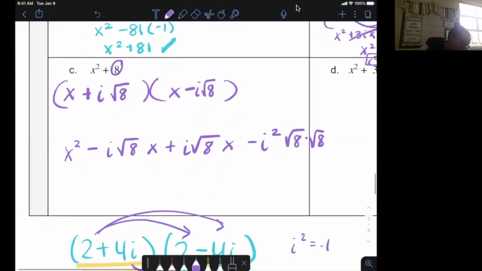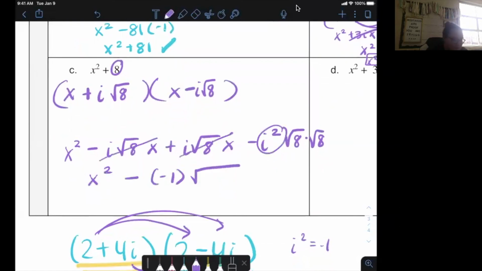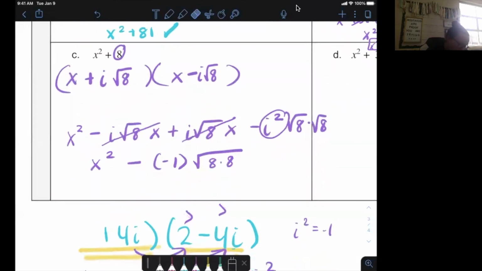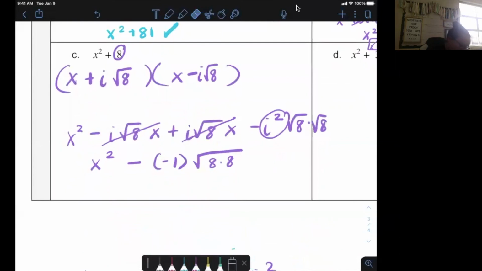All right. So these terms are the same with opposite signs, so they cancel. I'm left with x squared minus i squared, which gets replaced with negative 1, times the square root of 8 times the square root of 8, which is the same thing as 8 times 8 under one radical. So then I've got a pair of 8s that I'm going to bring out in front of the radical. So x squared, a negative times a negative is a positive, and then I have an 8. And nothing's left under the radical. So I have x squared plus 8 left. So it worked.